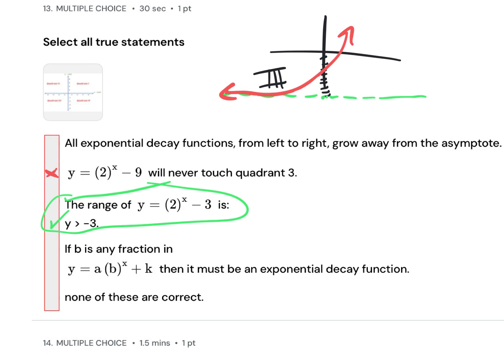And then this next one, if b is any fraction, then it must be an exponential decay function. That is false. Now, why is that? Because you could have y equals 3/2 to the x plus, let's say, +1. The reality is this base, it's a fraction, but that fraction is greater than 1. 3/2 is 1.5. If you multiply anything by 1.5, it's going to grow. So it is false that if the b is a fraction, it must be a decay function. That's not true. This is a fraction, and it causes growth. Anything times 1.5 is going to cause it to grow. So this was also false right there, this guy. So the only correct answer is the range.